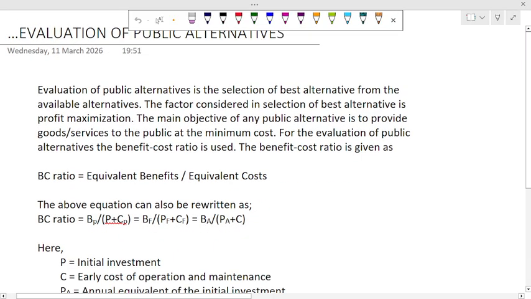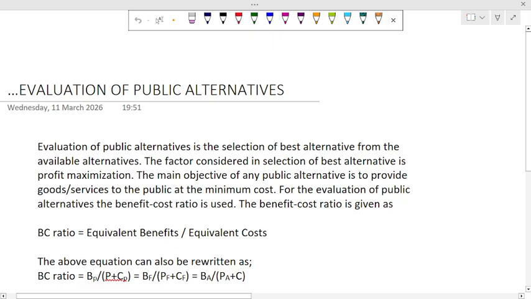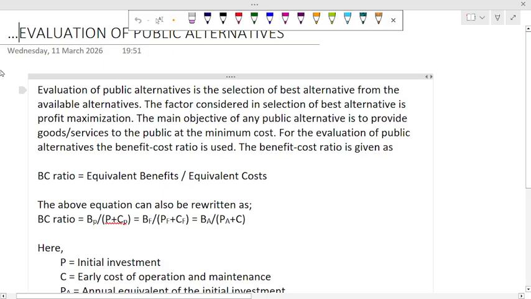So in this video we are going to do evaluation of public alternatives. Now, what does this mean? Evaluation of public alternatives is the selection of the best alternative from the available alternatives. Alternative just gives us the idea of option. You can do this or that, one or the other. So the best one, that's selection of the best alternative from the available alternatives. That's evaluation of public alternatives.